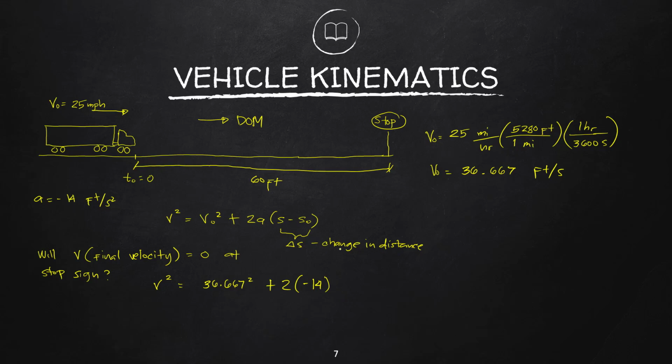The change in distance we are considering is 60 feet. Again, we are being consistent with our units. Take the square root of both sides of the equation, and we will have v equal to the square root of 36.667 squared plus 2 times negative 14 times positive 60. This will be equal to the square root of negative 335.53. What does that mean? This gives us the idea that the truck will be able to stop before it reaches the stop sign.